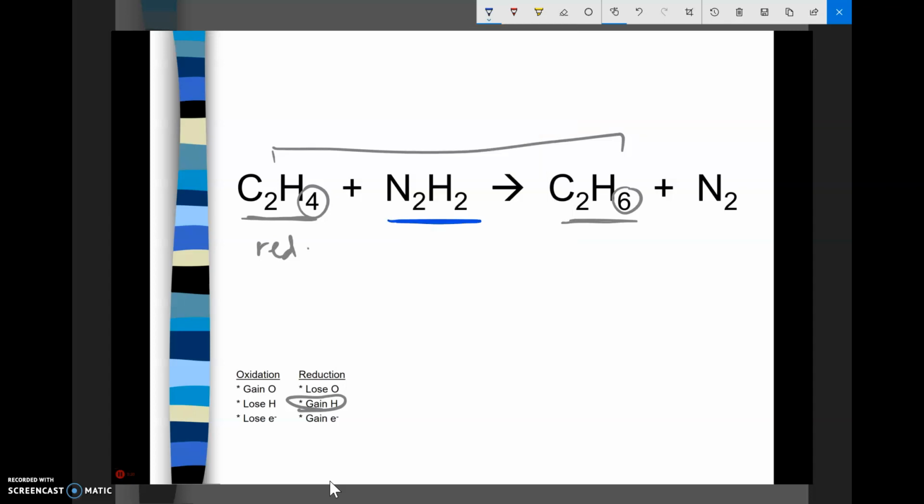The N2H2, we're going to compare that to the N2. So notice that the nitrogen is the two things. Here we have hydrogen on the left, but no hydrogen on the right. This means we've lost hydrogen, so this will be oxidized.